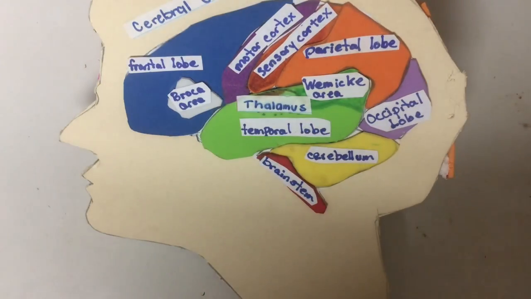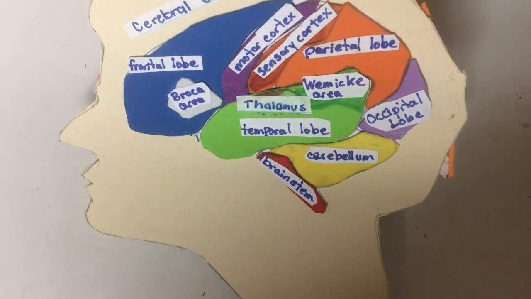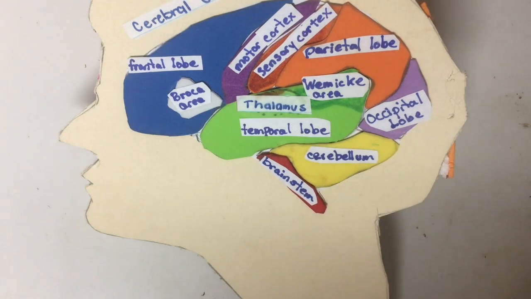motor information. To the right of the thalamus we have the Wernicke's area, and the Wernicke's area is responsible for us to break down written and spoken language. To the right of the thalamus we have the Broca's area, and what that does, it's basically responsible for producing language.